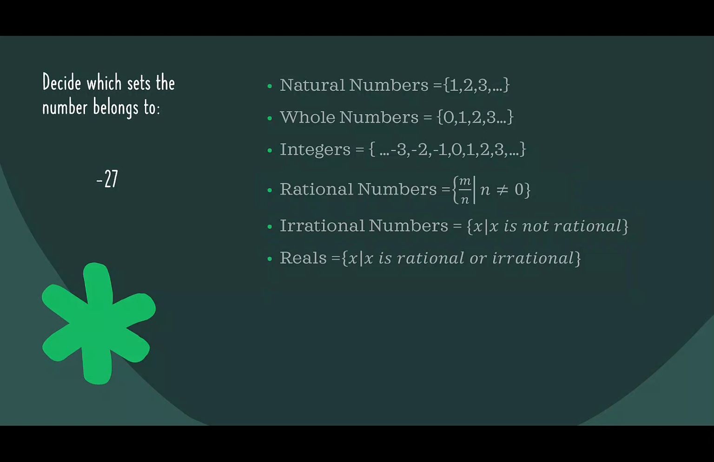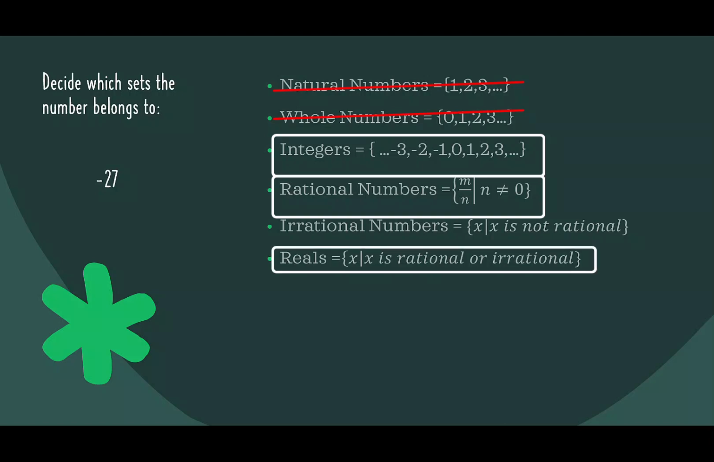Let's take an example. Which set does the number negative 27 belong to? Because it's negative, it cannot be a natural or a whole, but it is an integer, which means it's also a rational and it's also a real.